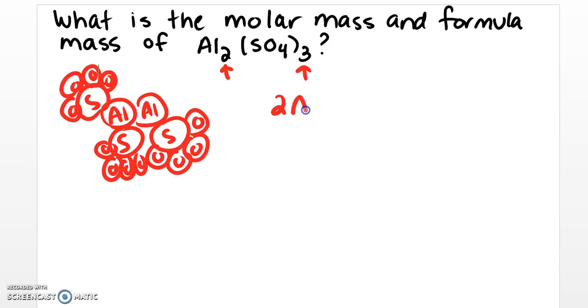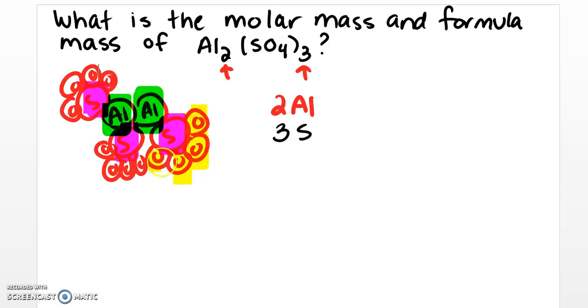You don't have to know exactly where they are in space relative to aluminum, but you should know that you have 2 aluminum atoms. You can count them there, 2 aluminum atoms, and 3 sulfur atoms, and check out how many oxygens we have. We have 4 there and 4 there. That makes 8, 9, 10, 11, 12. We have 12 oxygen atoms. So what is the formula mass, which is the mass of a molecule of aluminum sulfate?